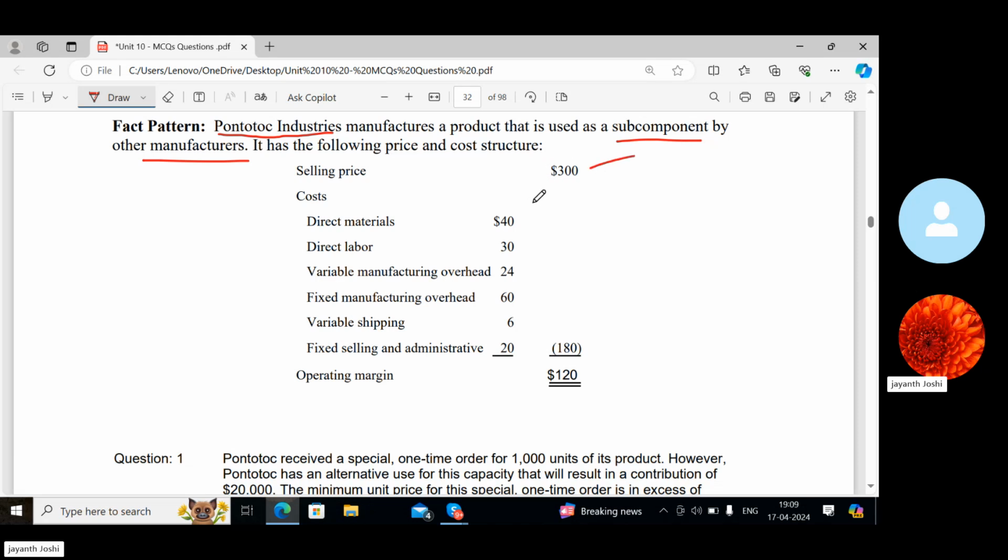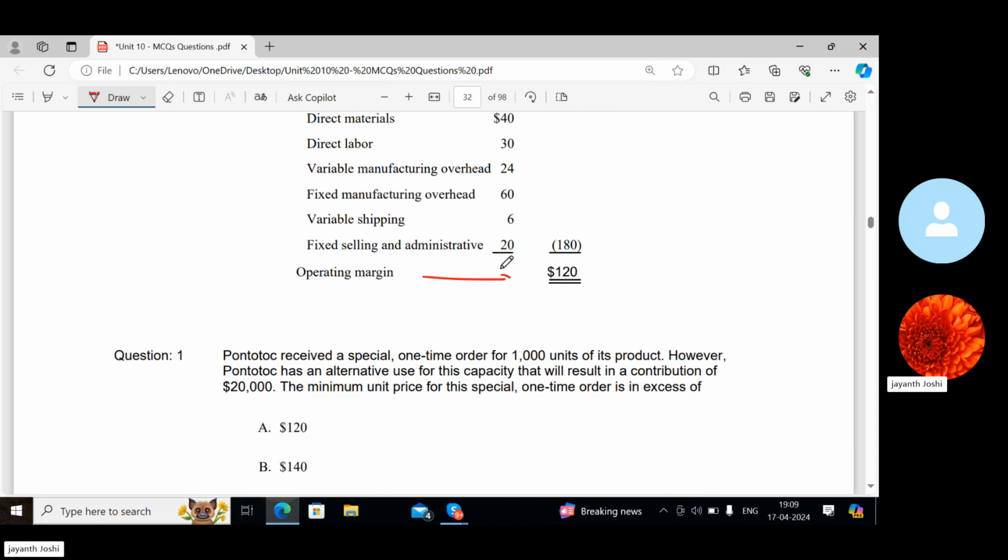Selling price, cost of the subcomponent, what they are manufacturing, this is also given. So operating margin is given. Pontotoc received a special one-time order for 1,000 units of its product. However, Pontotoc has an alternative use for this capacity that resulted in a contribution of $20,000. The minimum unit price for special one-time order is in excess of dash, they're asking.